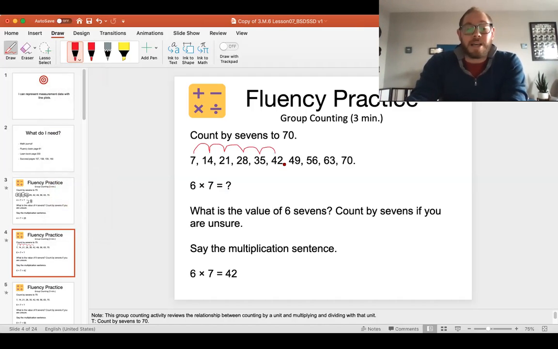6 groups of 7 is 42. So let's say that as a multiplication equation. 6 times 7 equals 42. All right, let's move on to our next slide.